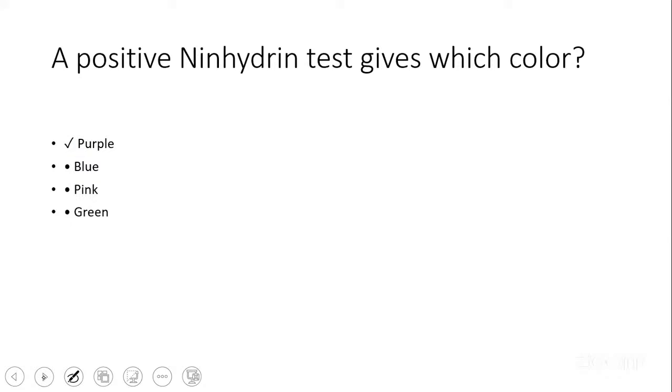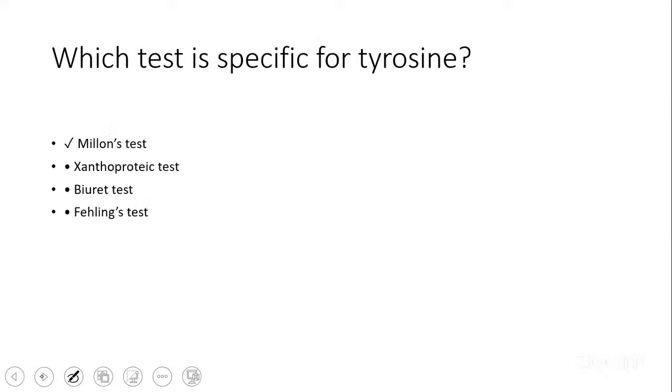So which test is specific for thyroxine? We talked about it last time, which is the Millon's test. In our last class, we talked about it. Millon's test is actually specific for thyroxine. If the test is conducted for phenol, it will also show positive because of the hydroxy group in the phenyl ring.